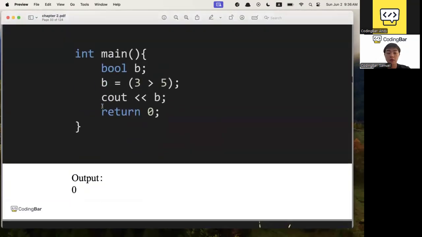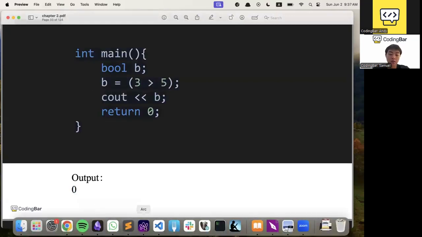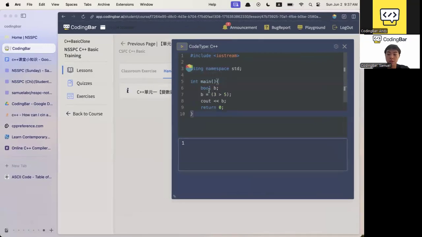And how about this code? We have defined a Boolean type B, and then we're assigning something to B. What are we assigning? We're assigning a mathematical expression, and this expression calculates to something, right? This 3 greater than 5 is false. So this returns false to B. And thus B should print out 0, because false is equivalent to 0. Let's print this out. Yes, so B is 0.